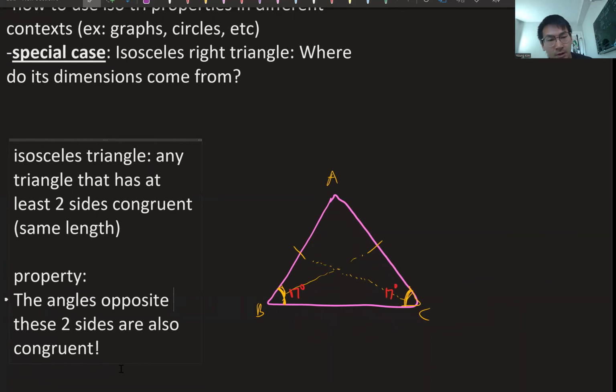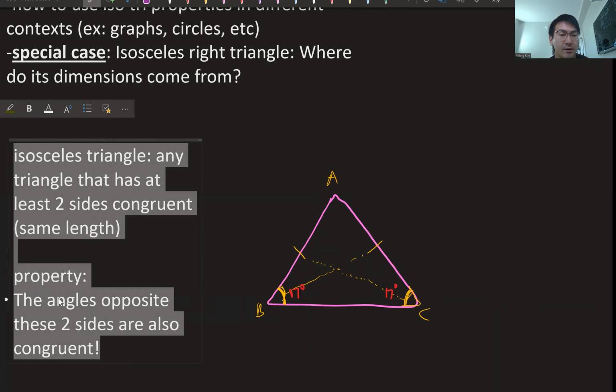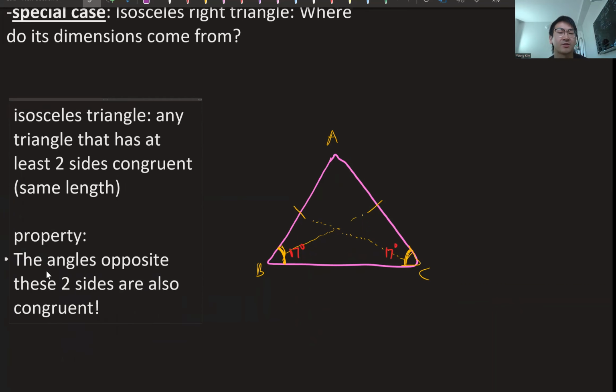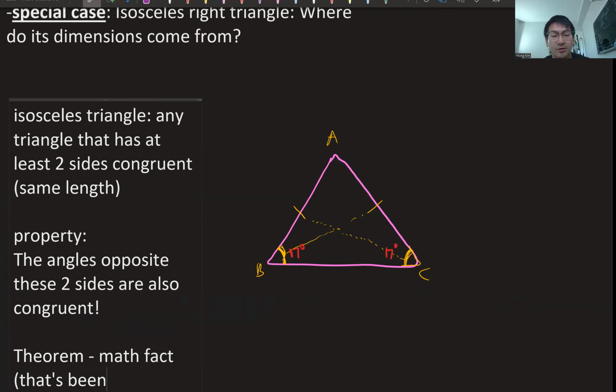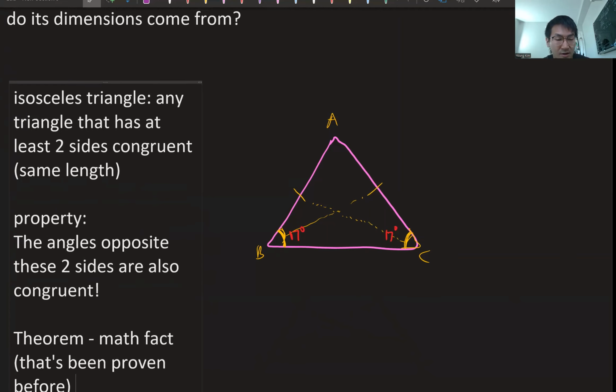Sometimes these properties are represented as a theorem. Just to review what that is, a theorem is just a math fact. It's a fact, don't question it. It's been proven true before. You just take it and then you apply it.